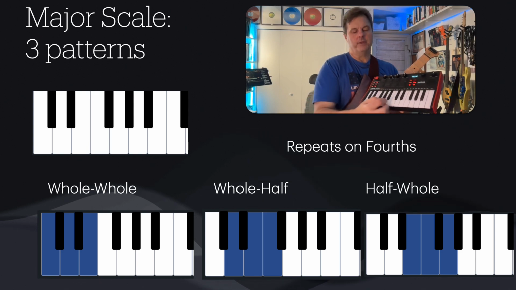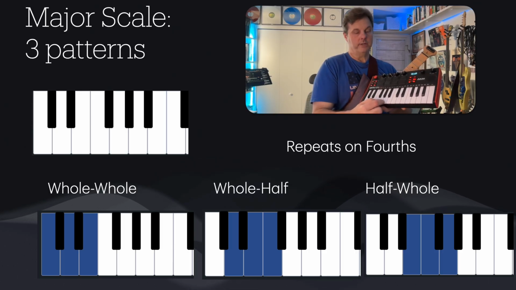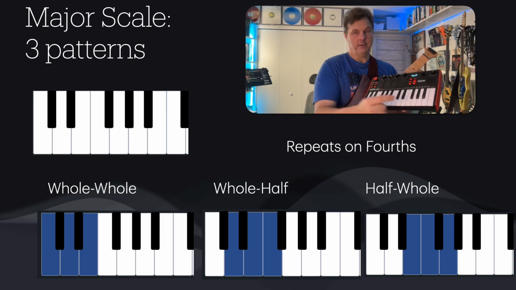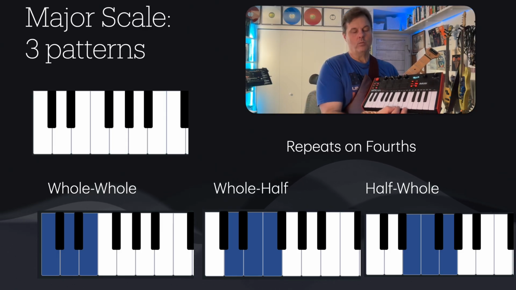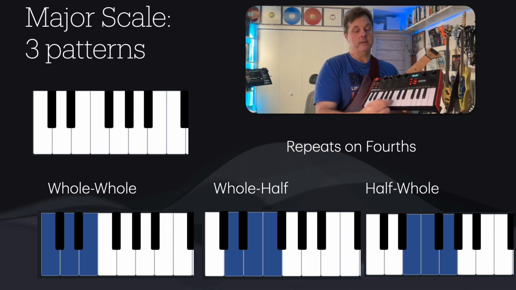So we can start with the A. So A, B, C, and then D, E, F. Same note relationships. Whole step, half step, whole step, half step, and then half step, whole step. We move up one note again. So we start on the E: E, F, G, or B, C, D.